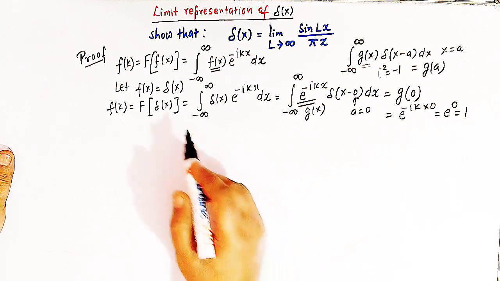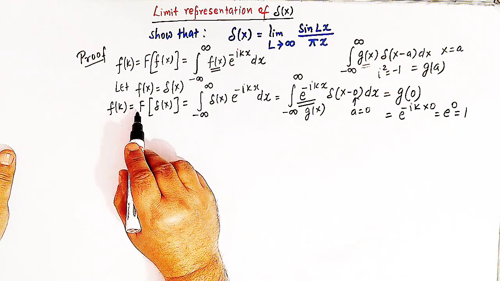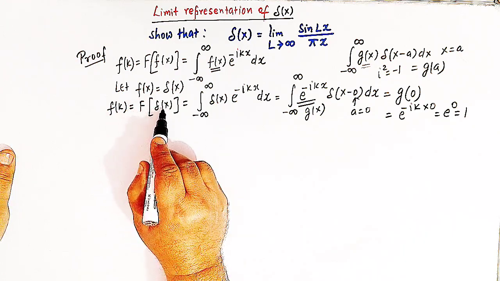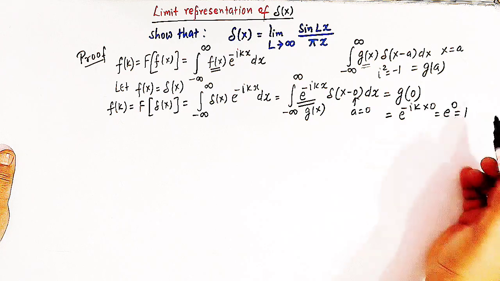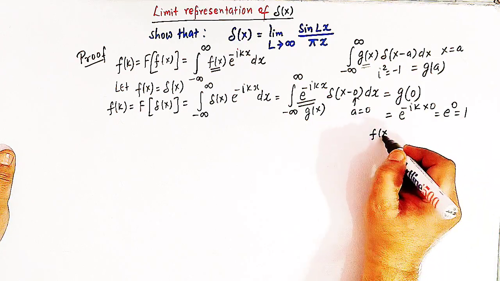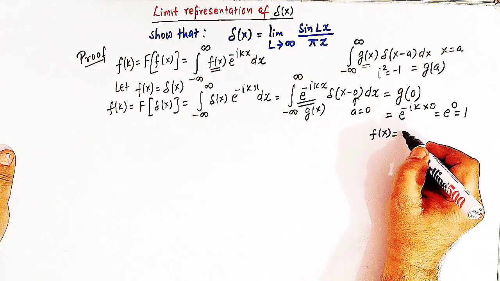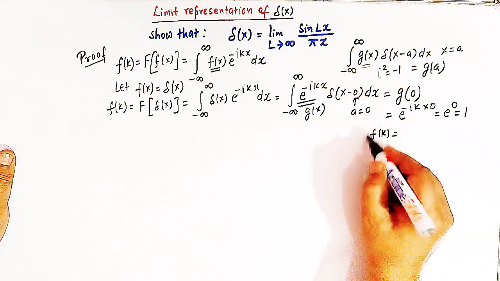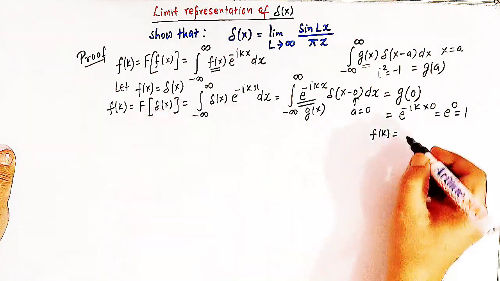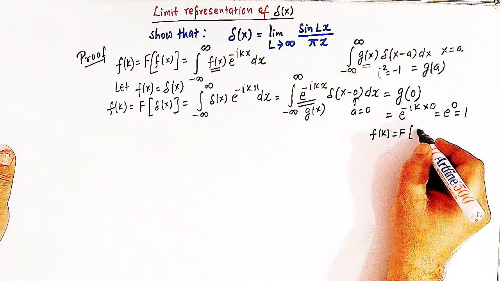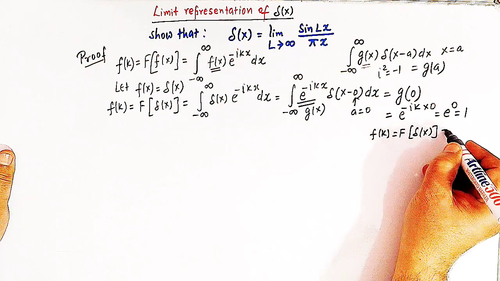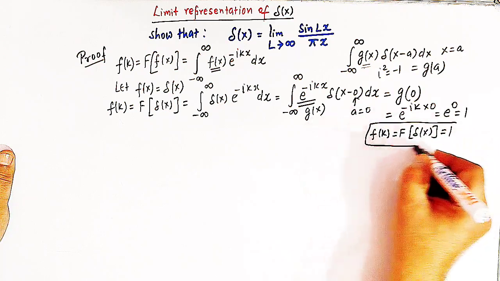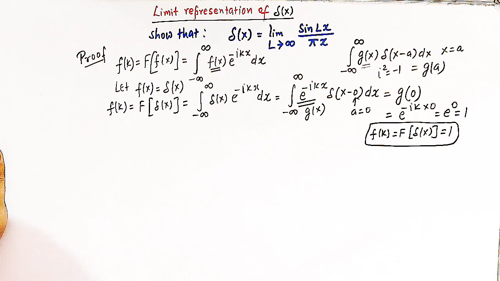So now we conclude that the Fourier transform of the delta function is equal to 1, right? So we can write this result over here. So F(k), this is the Fourier transform of delta(x), that is equal to 1, right? Okay, so now let us find out the inverse Fourier transform of the delta function.